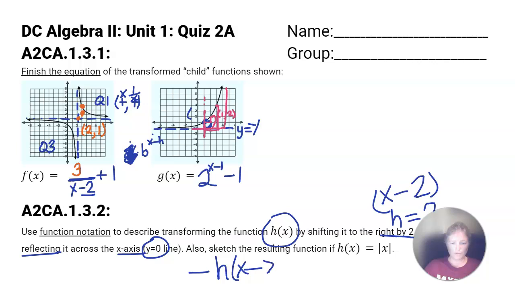Sorry, apologize for the handwriting. And there is no shift up or down, so our k is 0. So that is actually the answer to this question.